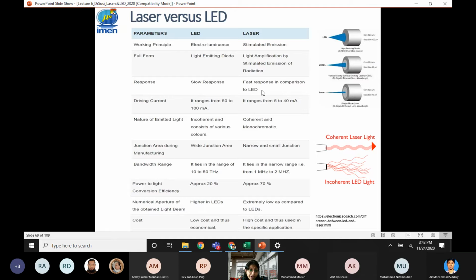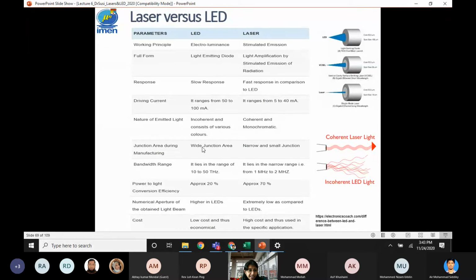And for laser, it's a very, very fast response. The driving current in LED is quite high compared to laser. The nature of the emitted light in LED is incoherent, so the photons emitted are not coherent, whereas in laser, it's coherent and also monochromatic. That's why you can have a very high power laser.